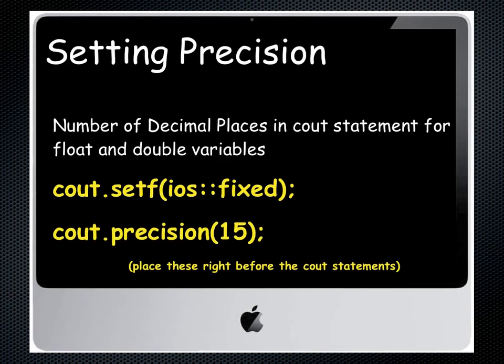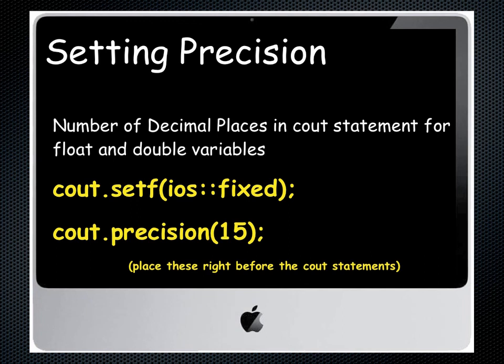Then we're going to add 2 lines of code in front of the cout statements. We will be setting precision. Precision in this case simply means the number of decimal places we want to see on the screen for our decimal numbers, whether they're float or double. Obviously, this won't work for ints and it won't work for char variables. The 2 lines are as shown. What we're doing is we're setting a fixed precision of 15. You can place these immediately in front of the cout statements where you want the exact precision shown.